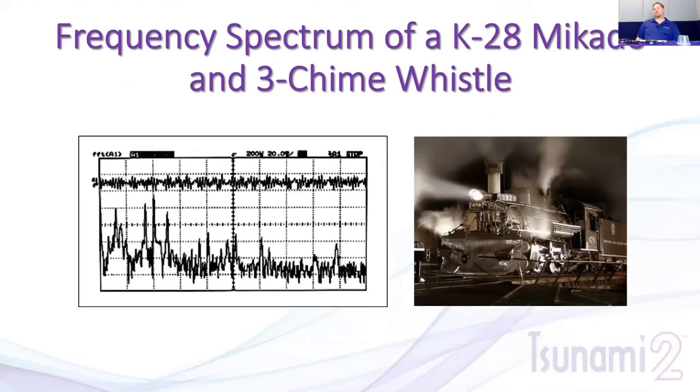Now, if we look at a 3-chime whistle of a K28 Mikado, this is what it would look like in the spectrum analysis in the sound lab that we have. You can see how some of the lower frequencies are still there, but you see a lot of the high frequencies. This is what our engineers have to look at when they're cutting the raw audio files and creating an actual audio file that we can put into the decoder. They're taking those sound spectrums and turning them into audio files that we can use in our decoders.